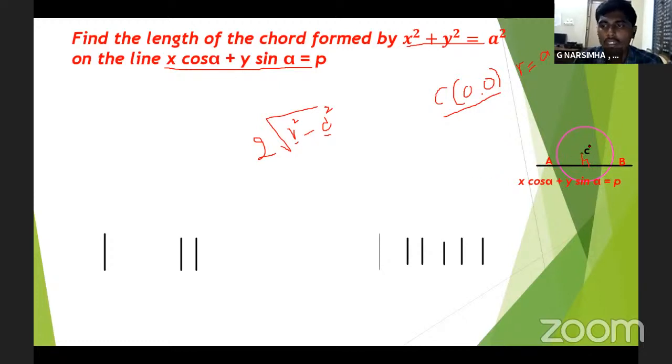Just observe this picture. Here, the pink shaded region represents the circle equation, and this is the line which is x cos alpha plus y sin alpha is equals to p. Here, the length of chord means the length of line segment AB. We need to find the length of AB.